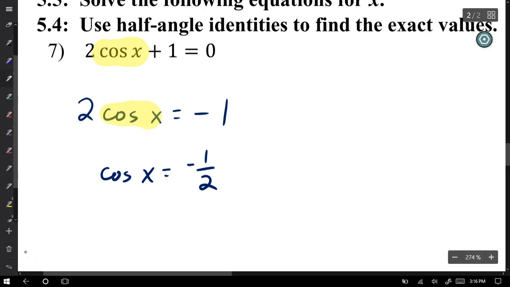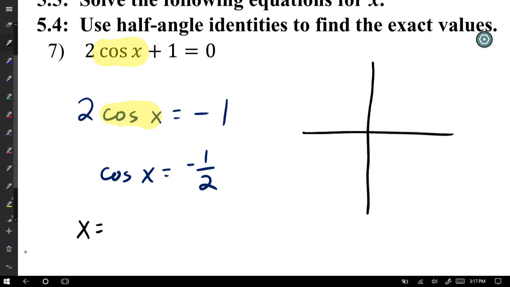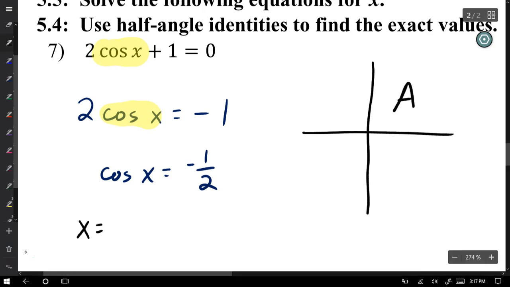At this point, what you would do is go to your trig chart and see where the cosine of an angle equals -1/2. And that's going to give you your answer. What I like to do is think about where my values are positive and negative for all my trig ratios, which is this chart. All Students Take Calculus: all trig ratios are positive in the first quadrant, only sine in the second quadrant, tangent in the third quadrant, and cosine in the fourth quadrant.